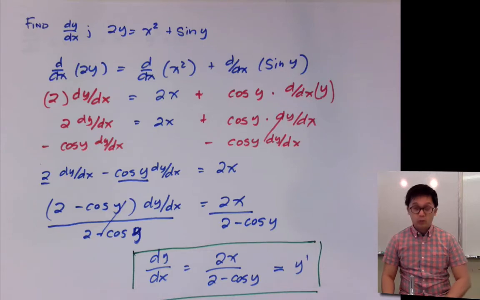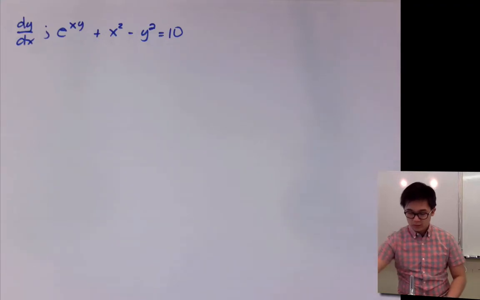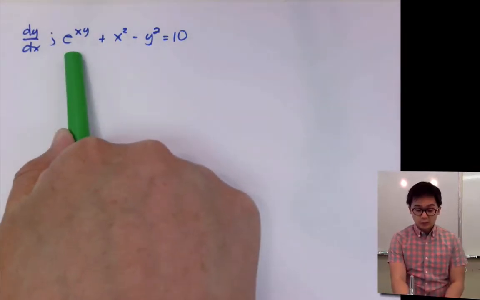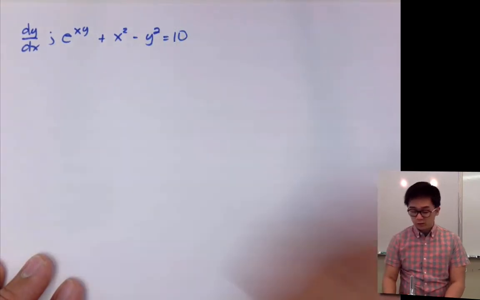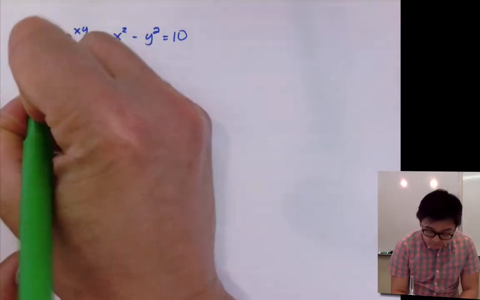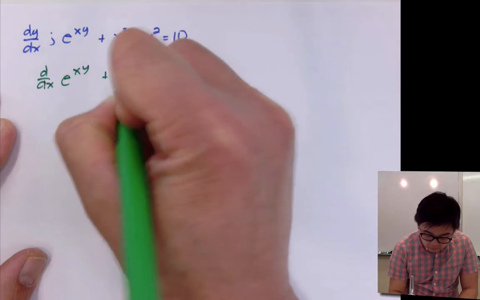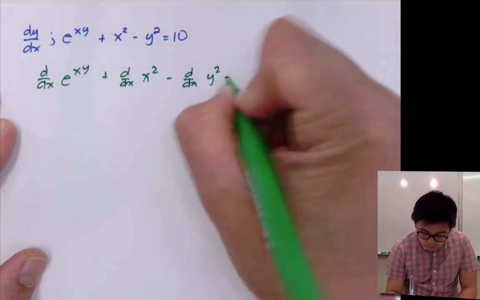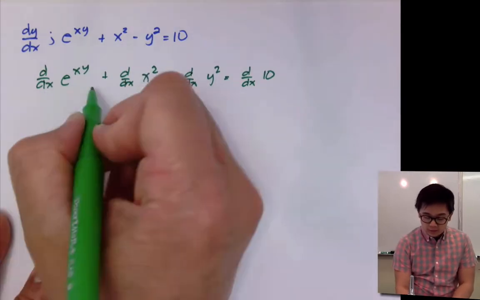Now let's go ahead and work on the second example. So we have e to the xy plus x squared minus y squared. So we need to know the derivative rule for e to the u, which is e to the u du/dx, and just the power rule and the constant rule for the other terms. So we'll end up with e to the u du/dx.